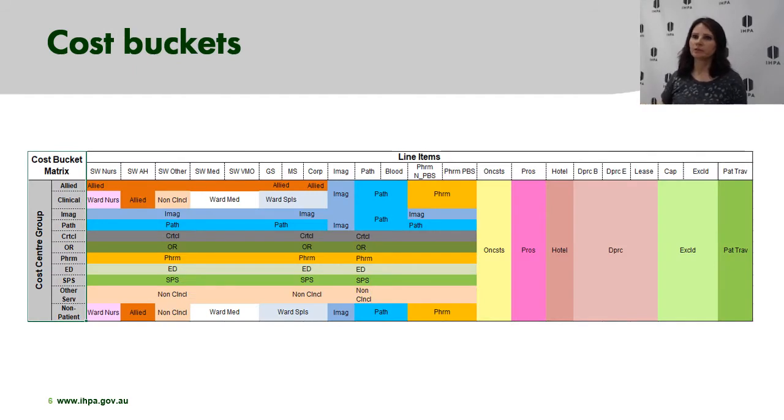And this is just a screenshot of the cost bucket, and you can see all the line items, salary and wages, nursing across the top, and other line items as well. And then on the left-hand side, we have the cost center group, and that's what the cost data is grouped into.